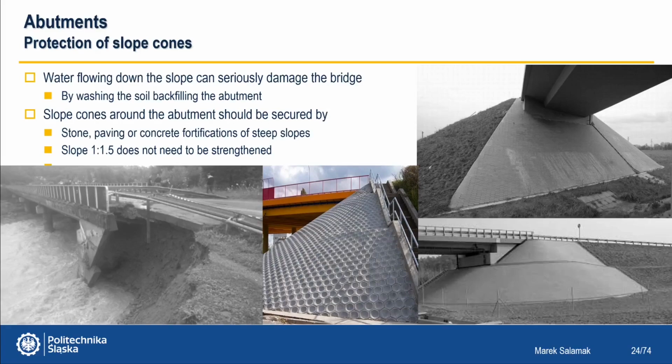Water flowing down the escarpment can seriously damage the bridge. It happens by washing out the soil covering the abutment. Therefore, the slope cones around the abutment should be properly secured. It is done by strengthening steep slopes with stone, paving, or concrete facing. It is assumed that the inclination of the slope in the ratio 1 to 1.5 does not require strengthening, and that such a slope may be covered with grass.